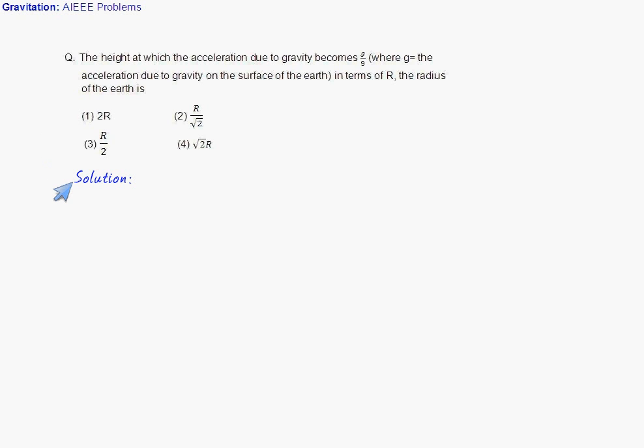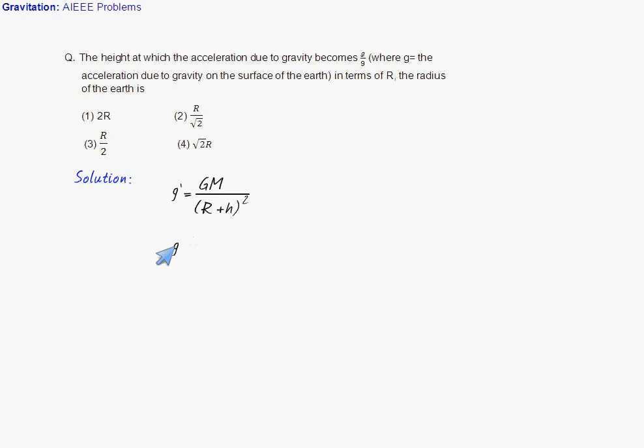For solving this question, what do we require? The variation of gravity with height. That's all. So g dash is how much? We get the equation GM by (R plus h) whole square. So this is the acceleration due to gravity at height h.